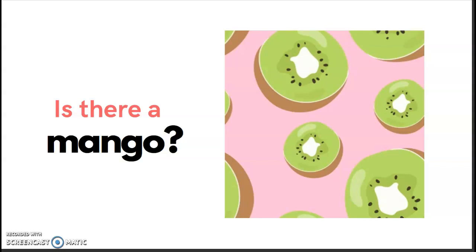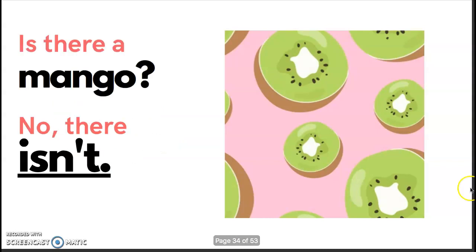Is there a mango? No, there isn't. No, there isn't a mango. We use is because of this word in the question. Is there a mango? It's singular. No, there isn't.